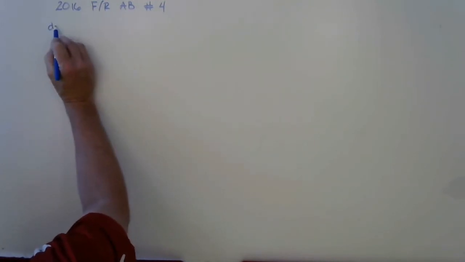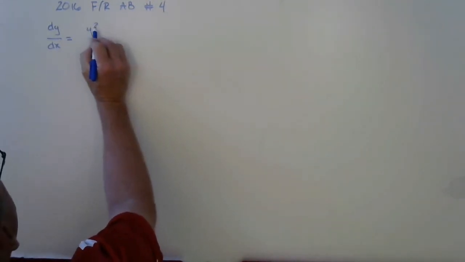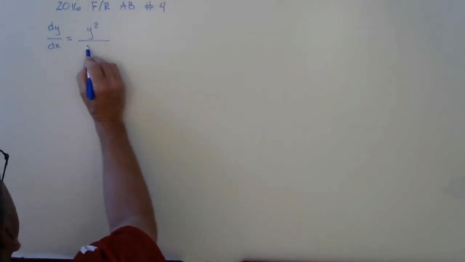They give us the differential equation dy dx equals y squared over x minus 1. Now, this is what we call a differential equation in mathematics. Now, what's a differential equation? A differential equation is an equation with a derivative in it. And this equation has a derivative in it, and therefore, it's a differential equation.